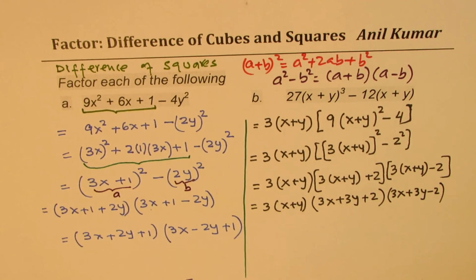So both of these polynomials were factored using difference of squares mainly.